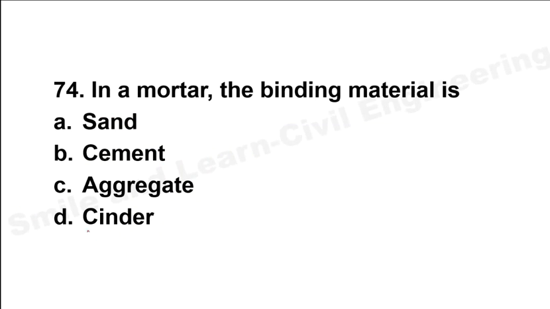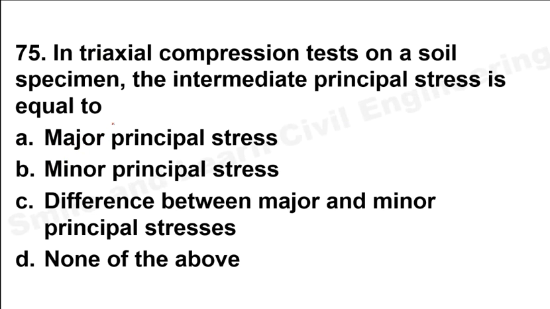Okay, next question number 74. In a mortar the binding material is obviously cement. Okay, option B is the correct answer. Question number 75. In triaxial compression test on a soil specimen, intermediate principal stress is equal to the minor principal stress. Whenever there is no intermediate principal stress, friends, it's the minor principal stress. Option B is the correct answer.